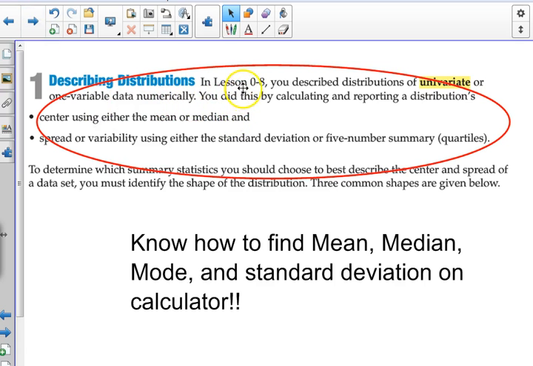Our textbook has in lesson 08, way back in the prerequisite knowledge, they talk about using mean and median to find the center of data, or using a standard deviation or a five-number summary to find the spread of data. What you have to know for the quiz is simply how to find mean, median, mode, and standard deviation on your calculator.